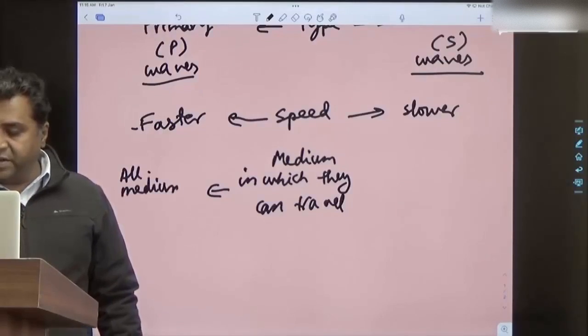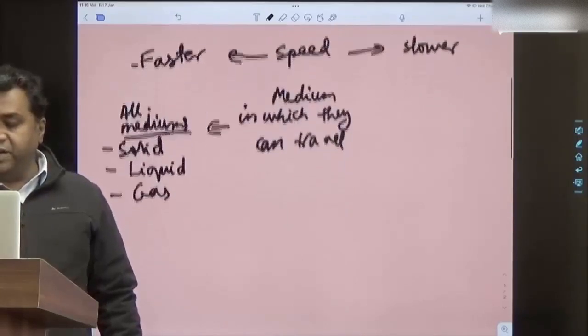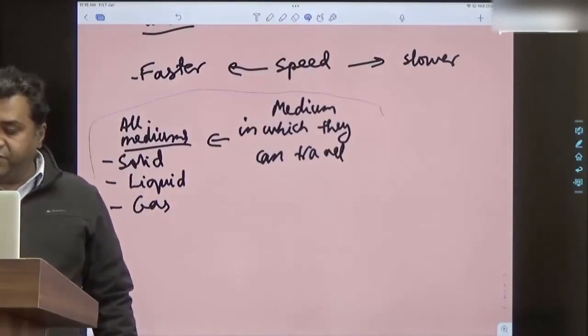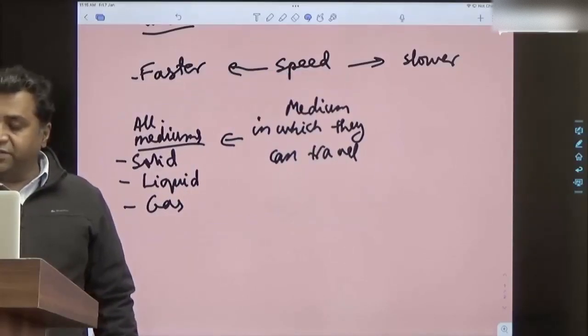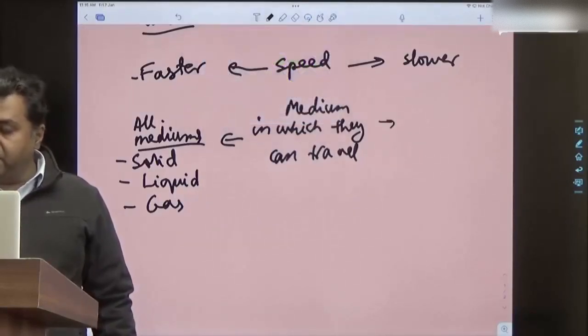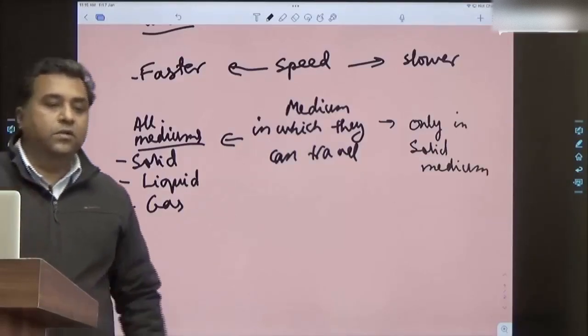It can travel in all mediums such as solid, liquid or gas. There is no problem of which medium it can travel in. Whereas the S wave can travel only in solid medium. Thus the S wave can travel only in the solid medium.